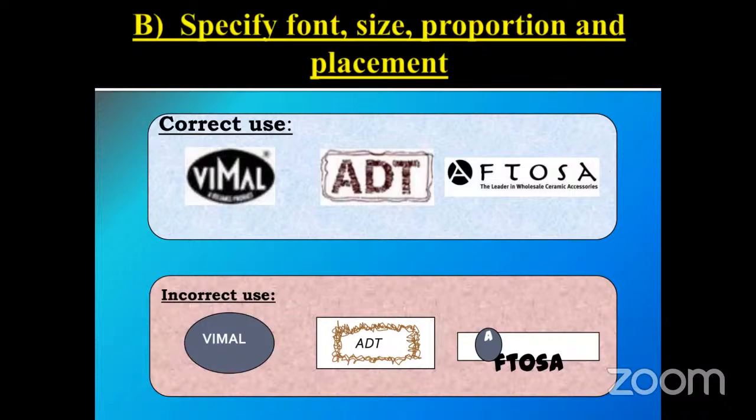There you can see Vimal, ADT. You can see the incorrect use, and how Vimal should look, how ADT should look. Polo is there, how it should look. Raymond is there, how it should look. These trademarks have defined diagrammatic presentations, like this many centimeters of length, this many millimeters. For a symbol, this much circle should be there, with this diameter. So this is very, very defined. This trademark plays an important role when we talk about trade.